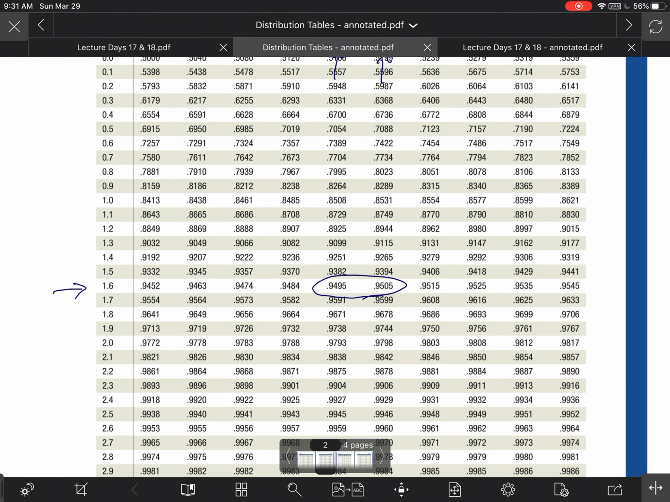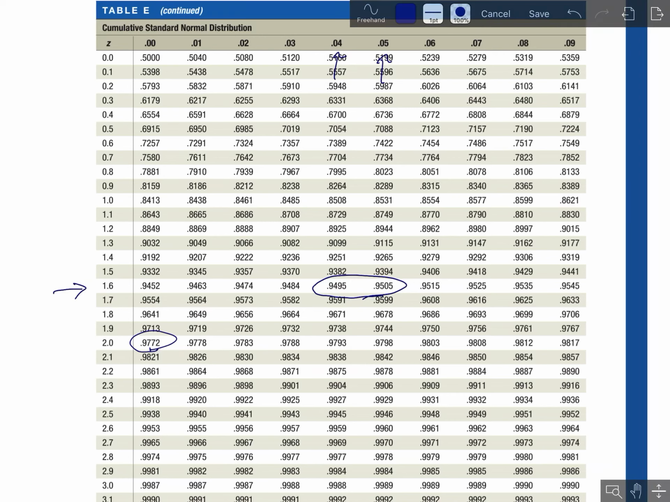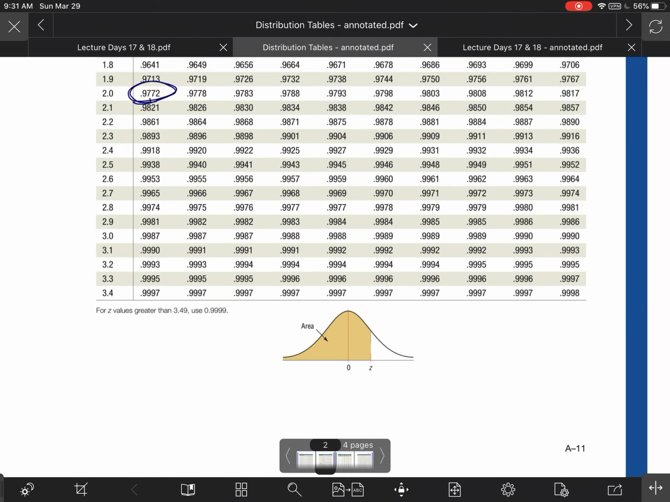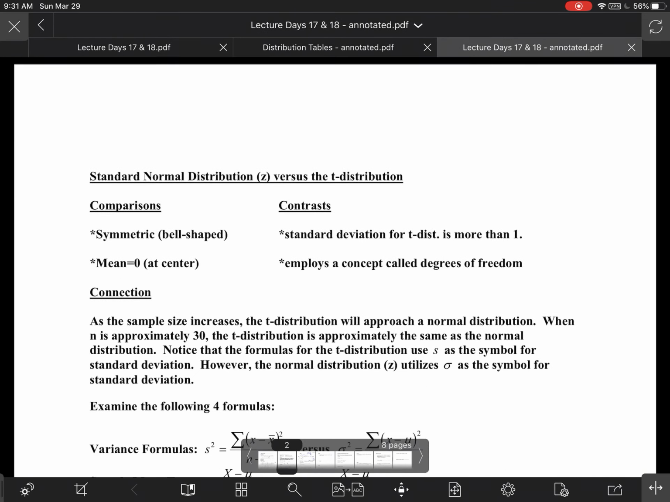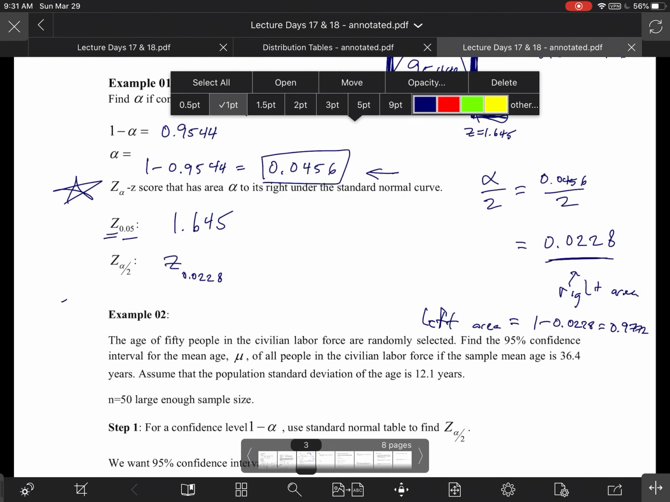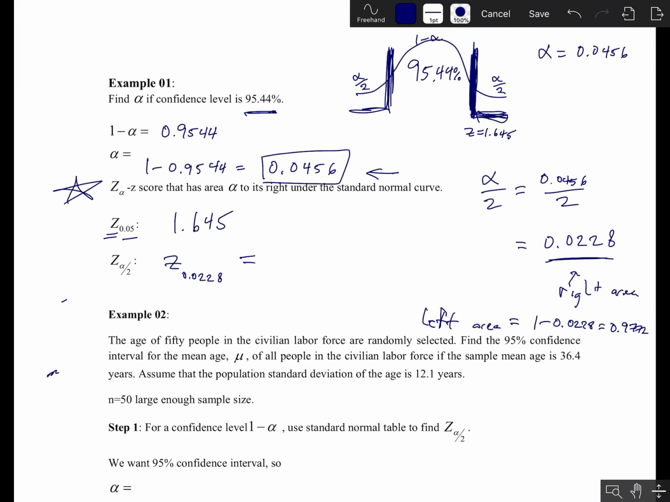Okay, so we wanted 0.9772. So I'm looking for that in the table, and we can find it. It's down here, and that would correspond to a z-score of 2.00. So I can go back to the previous page, and what we just found is that the z-score that we would look for here is 2.00.